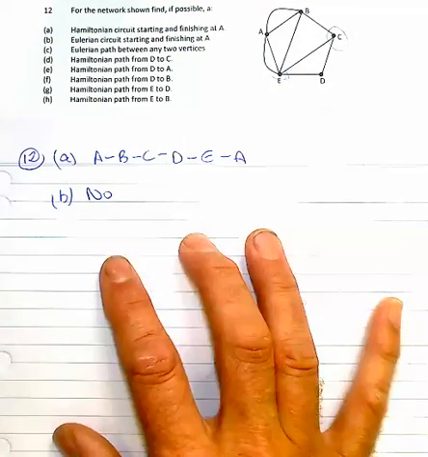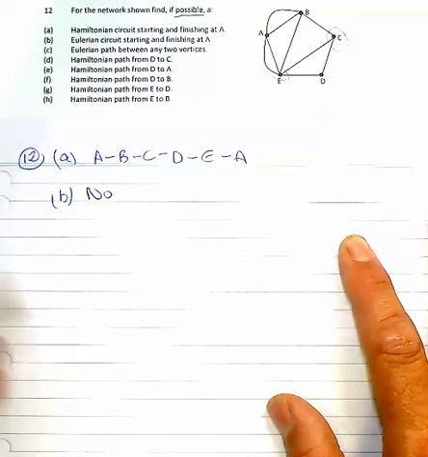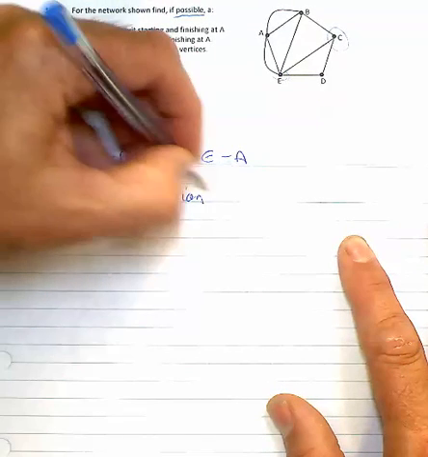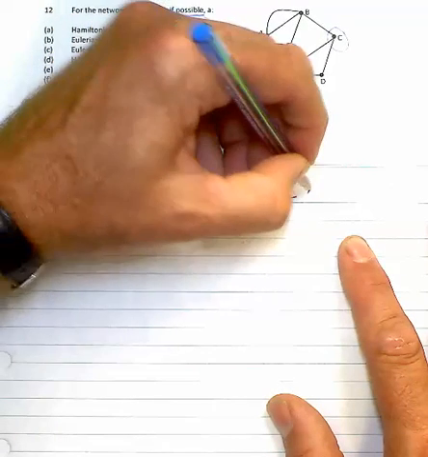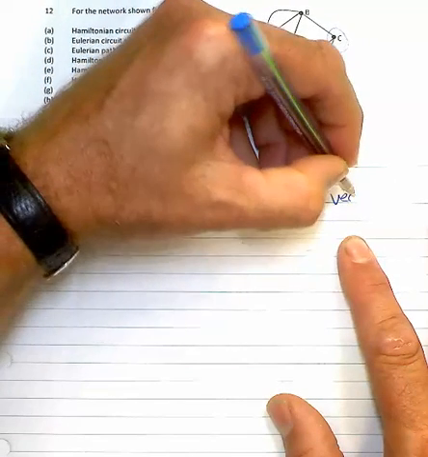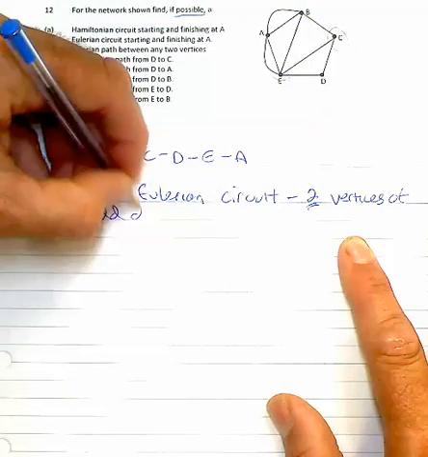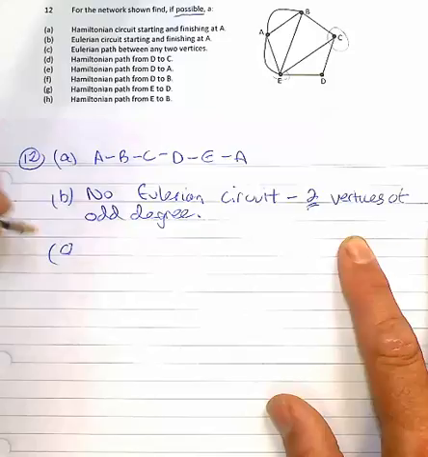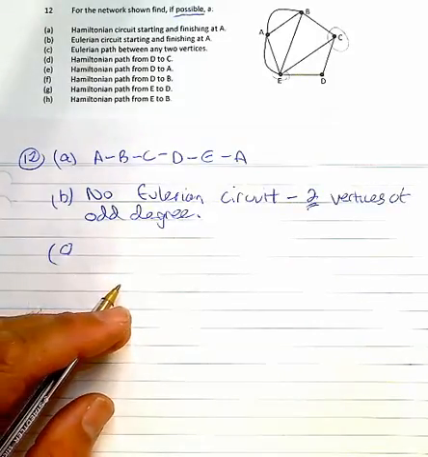So when it comes to answering B, we work on the if possible principle and no Eulerian circuit. There are 2 vertices of odd degree. Now, an Eulerian path indeed is possible in this instance.